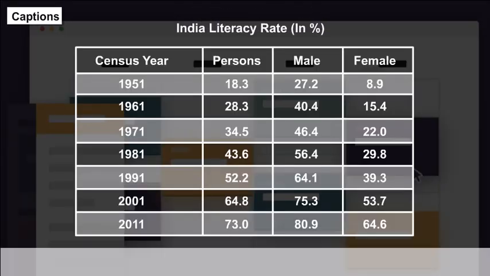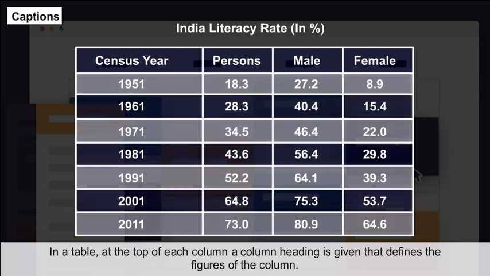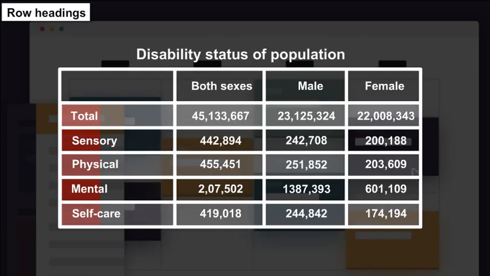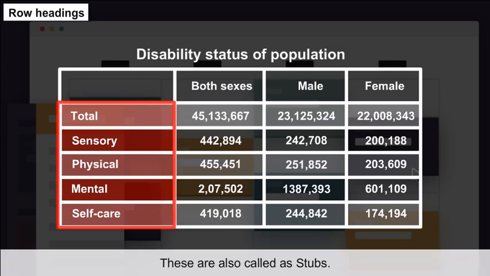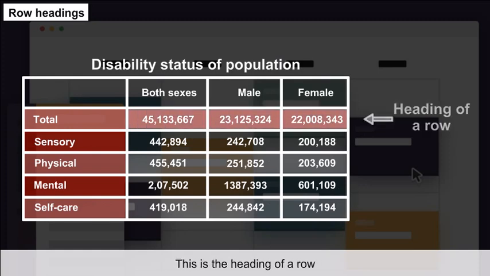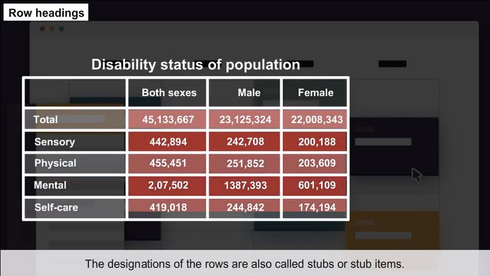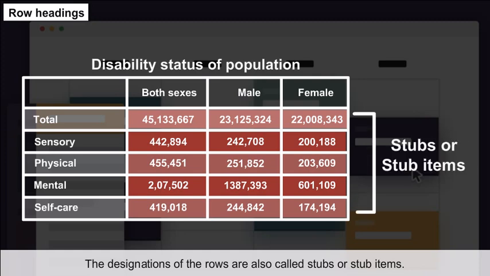Captions. In a table, at the top of each column, a column heading is given that defines the figures of the column. Row headings. These are also called stubs. This is the heading of a row. The designations of the rows are also called stubs or stub items.